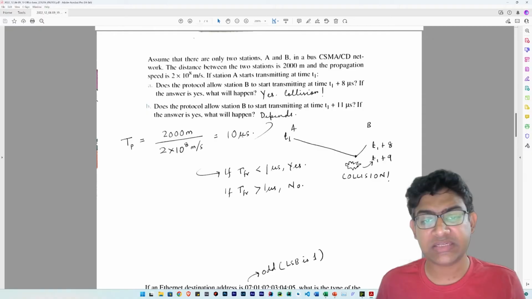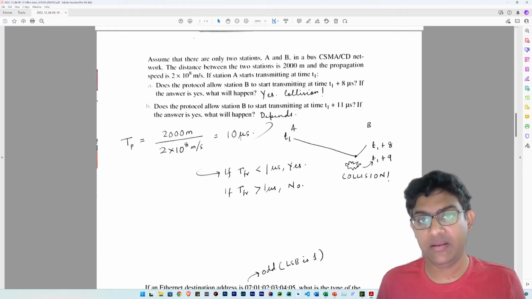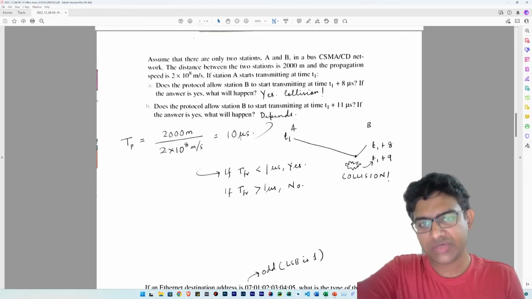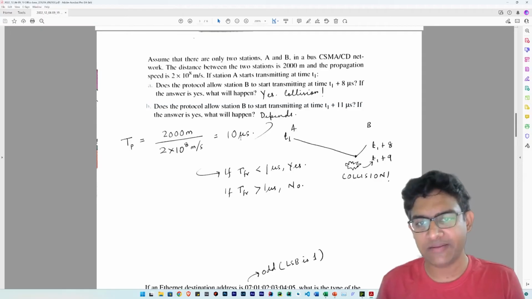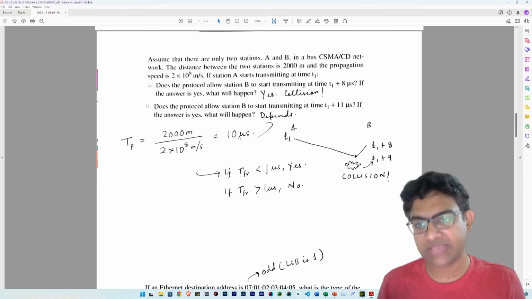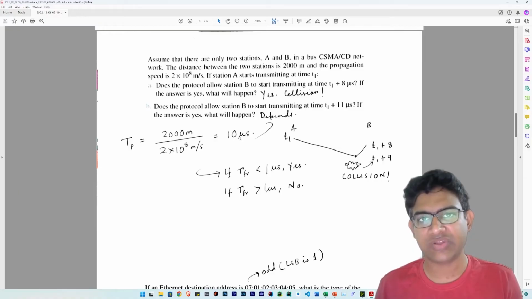So the propagation delay is 10 microseconds and A starts transmitting at T1. So the signal will reach B at T1 plus 10. It will take 10 microseconds for the first bits, the head of the train, to reach B. So at T1 plus 8, what will happen? If B tries to send something at T1 plus 8, it will sense the channel and find the channel to be idle because A's signal has not reached B. It will take 2 more microseconds for it to come. So B can start transmitting.